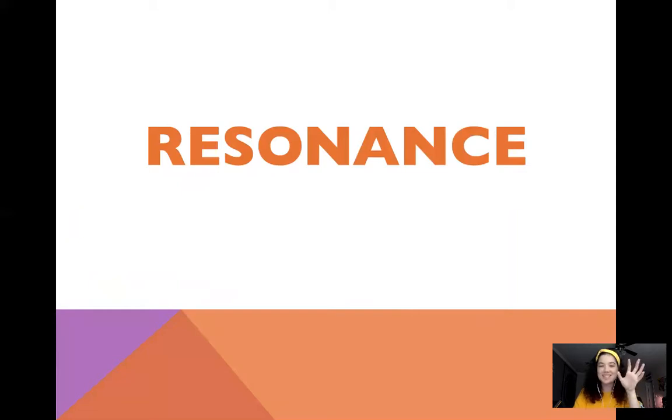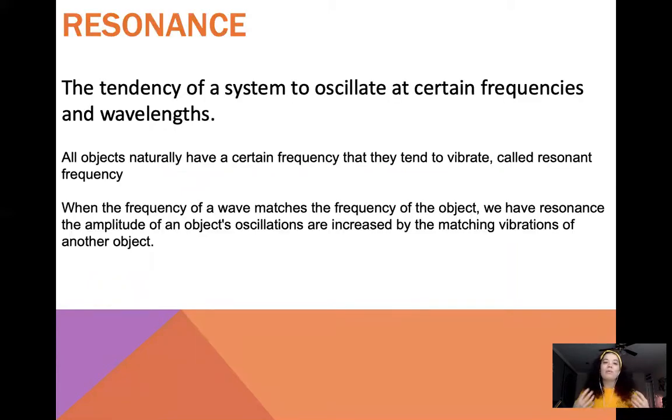All right, resonance. This is the part that I'm really excited about. Resonance is the tendency of a system to oscillate at certain frequencies and wavelengths. All objects naturally have a frequency that they tend to vibrate in. This is called their resonant frequency. Remember, all objects are made up of atoms, and atoms are vibrating, they're moving, okay?